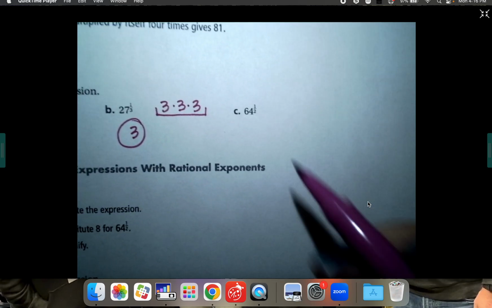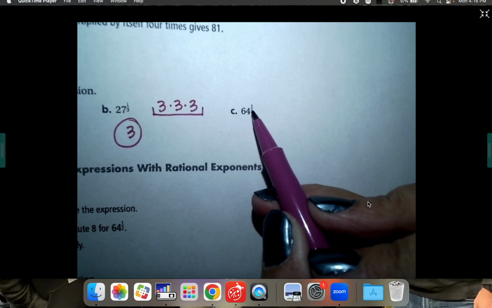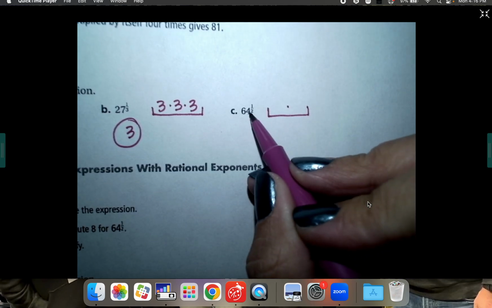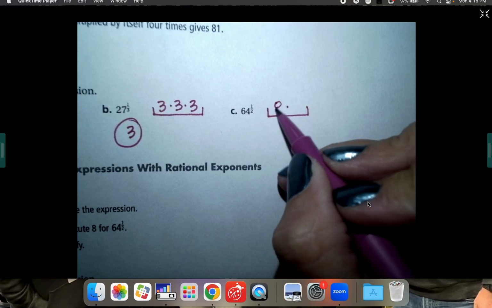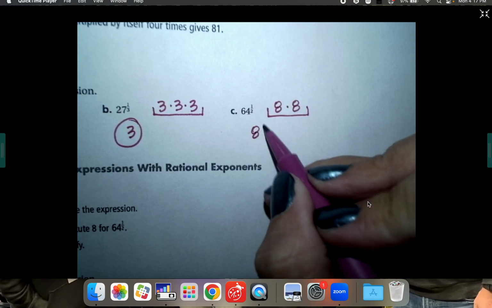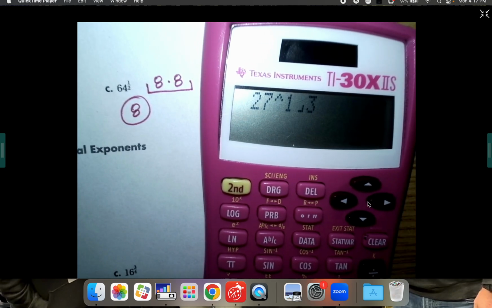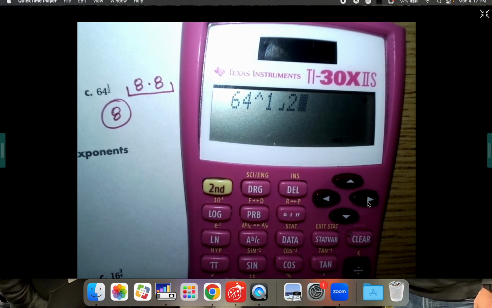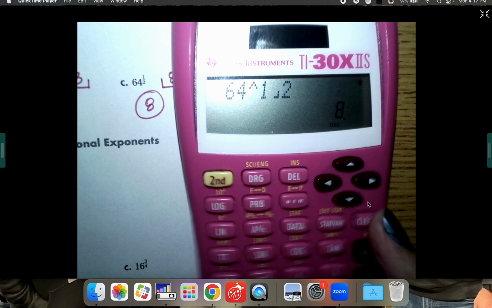Okay, and then last one is kind of easy. You can probably do this one in your head because I only need 2 numbers. I need a number times itself that equals 64. So that's going to be 8. 8 times 8 is 64, but again, just one more time in your calculator to make sure that you know how to do it. 64 to the power of 1 ABC 2, because it's 1/2, equals 8.